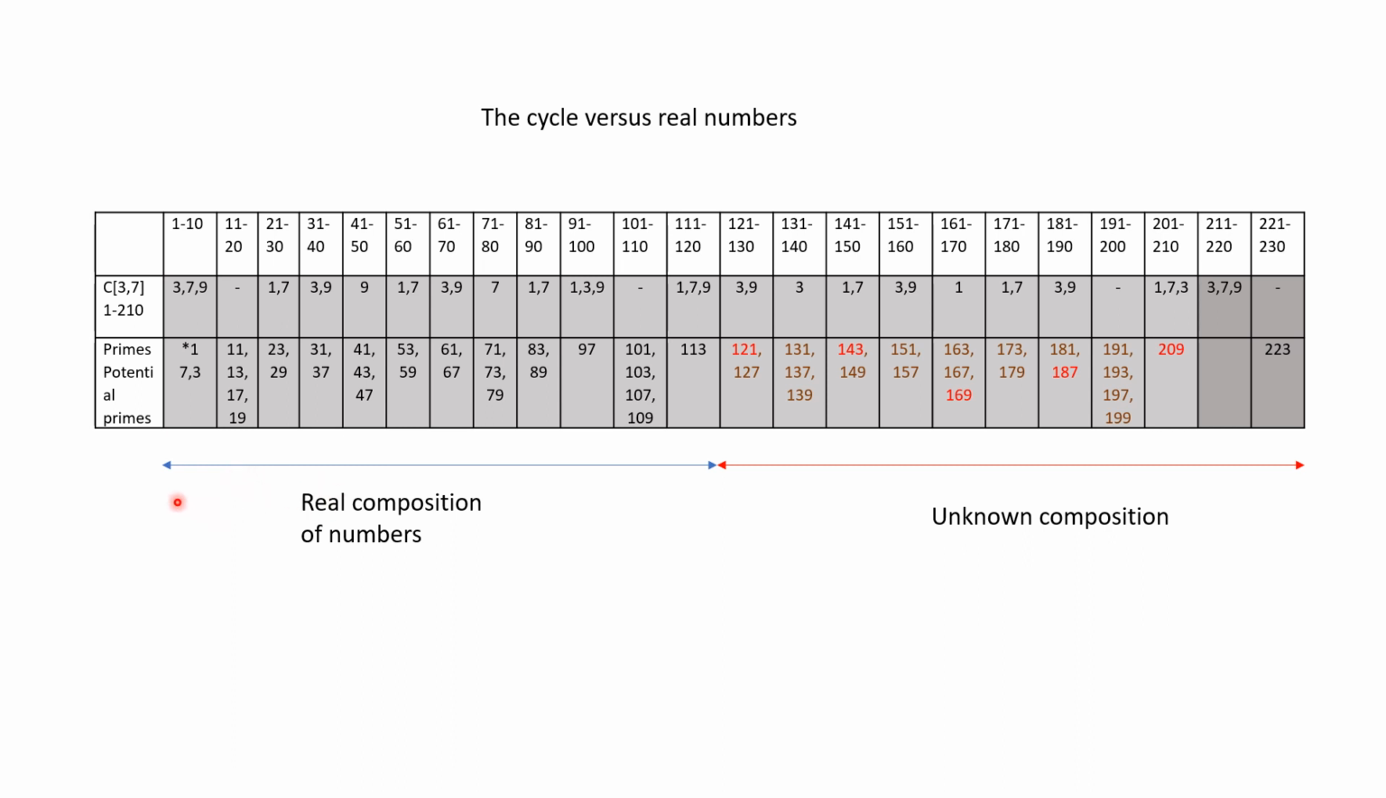Now you can see that I divided this into a real composition of numbers and an unknown composition of numbers, because another prime cycle is coming, like the 11. You have to know that 11 times 11 is 121. So here 121 was a potential prime, but because of the cycle of 11, it will not be a prime anymore. The same will happen with other cycles, like the cycle of 13. 13 times 13 is 169. Here was a potential prime, but when the cycle of 13 comes, it won't be anymore.